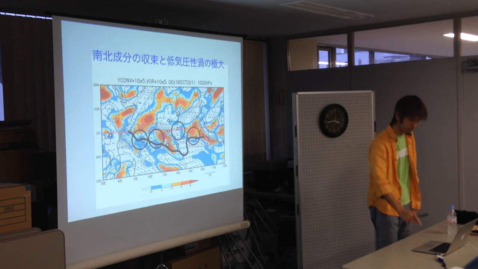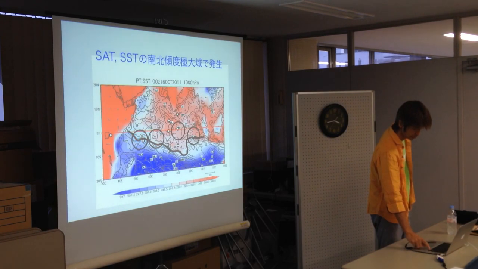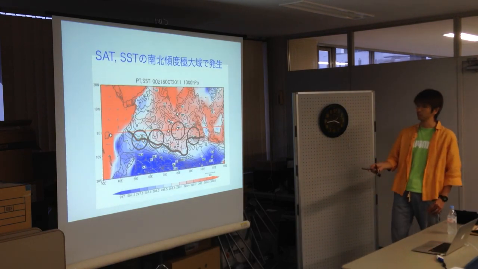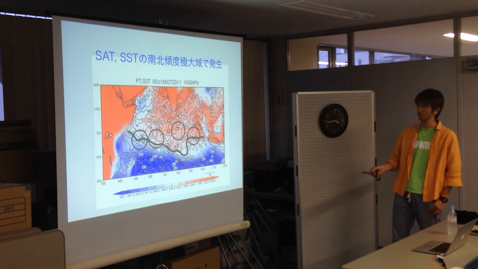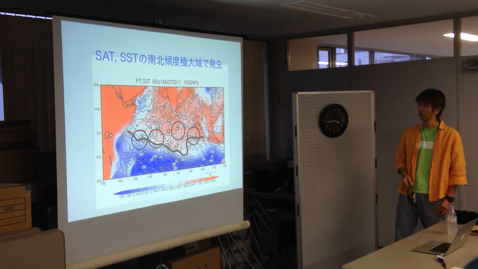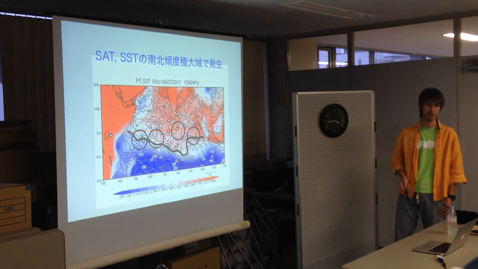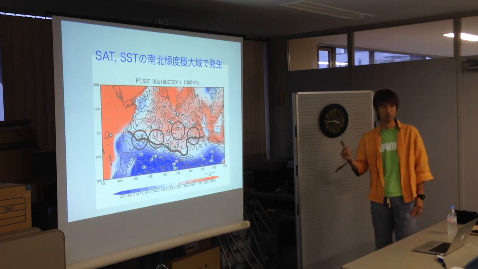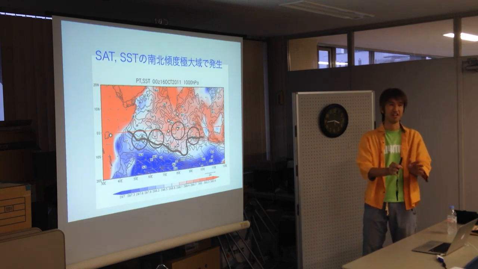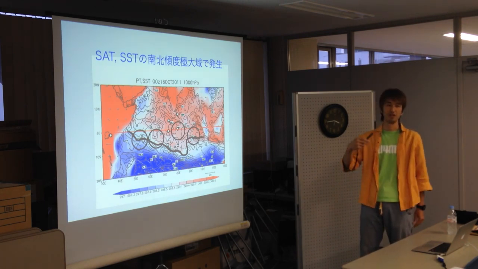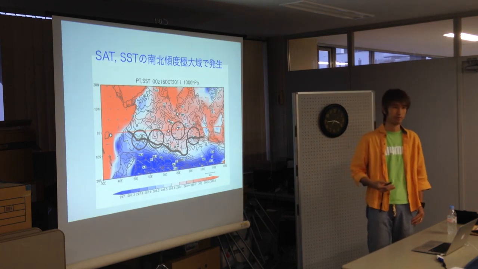I want to try to explain from this meridional convergence. It could be due to the frontal zone of meridional gradient, the remarkable meridional gradient of SST and SAT. So I want to focus on the meridional component here. I should show total convergence, but the meridional component is much larger than the zonal component.